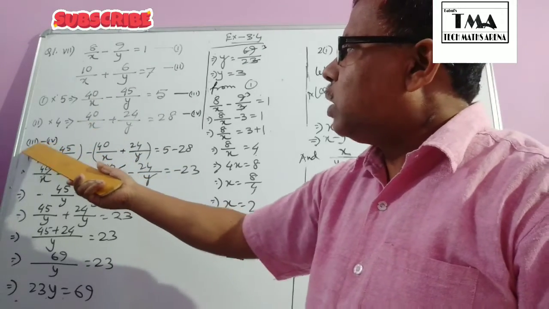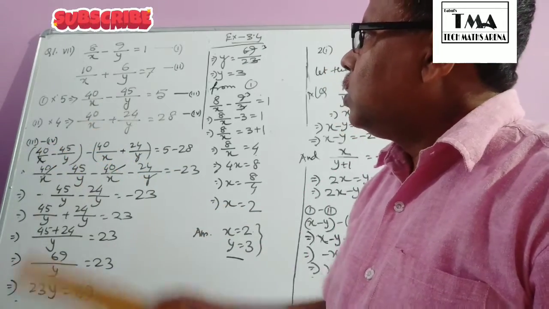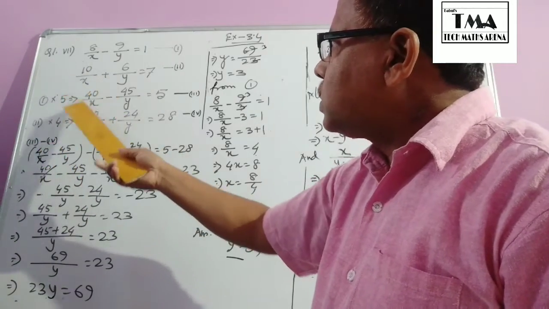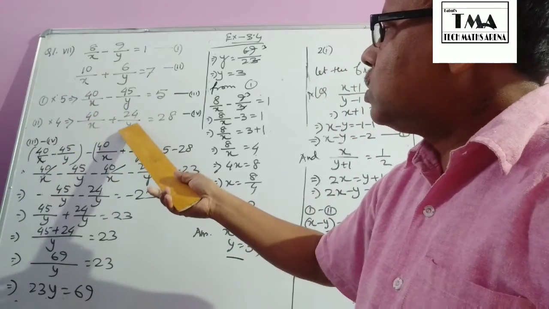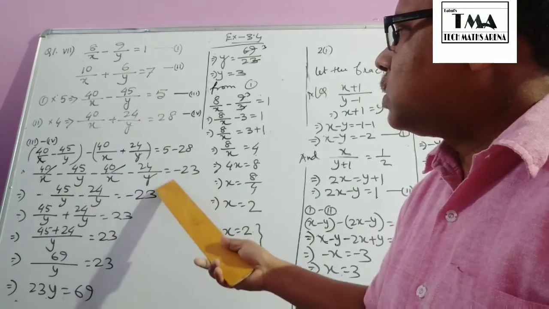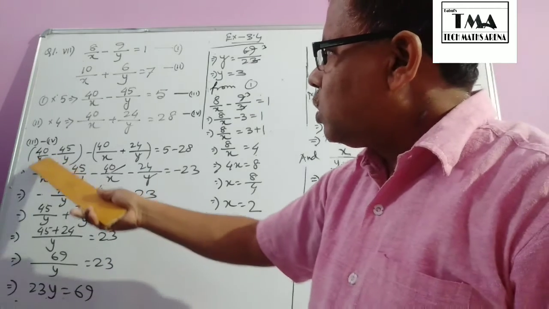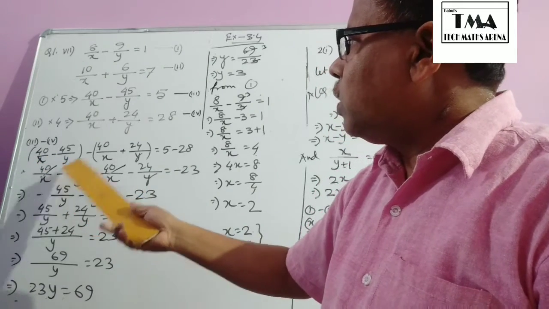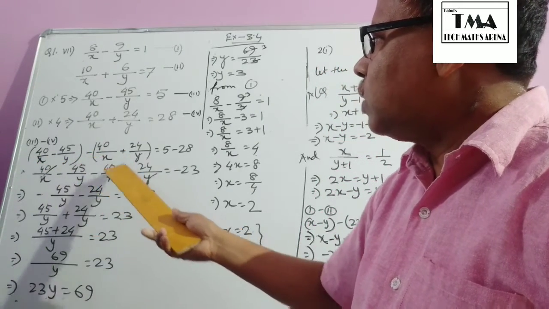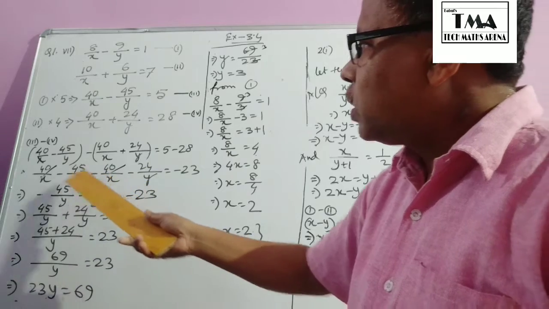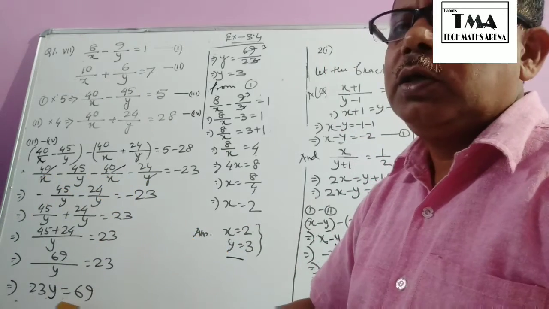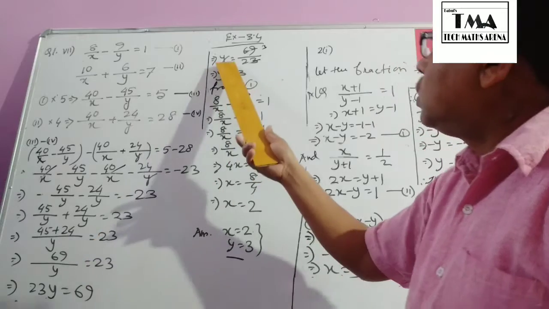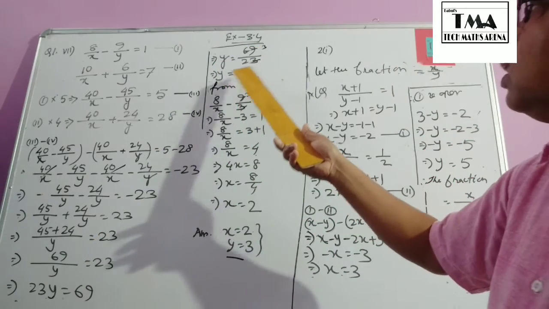So here it is done, 3 minus 4. Left hand side of this one minus left hand side of the second equation, right hand side minus right hand side. In this way, 40 by x minus 45 by y minus 40 by x minus into plus minus 24 by y. 40 by x, they are eliminated. And so we have got y is equal to 69 by 23, that is 3.